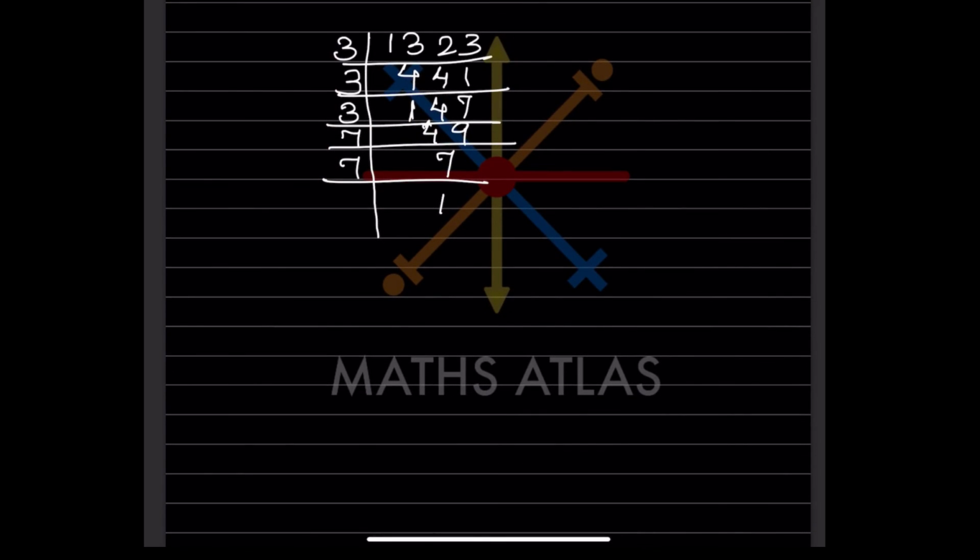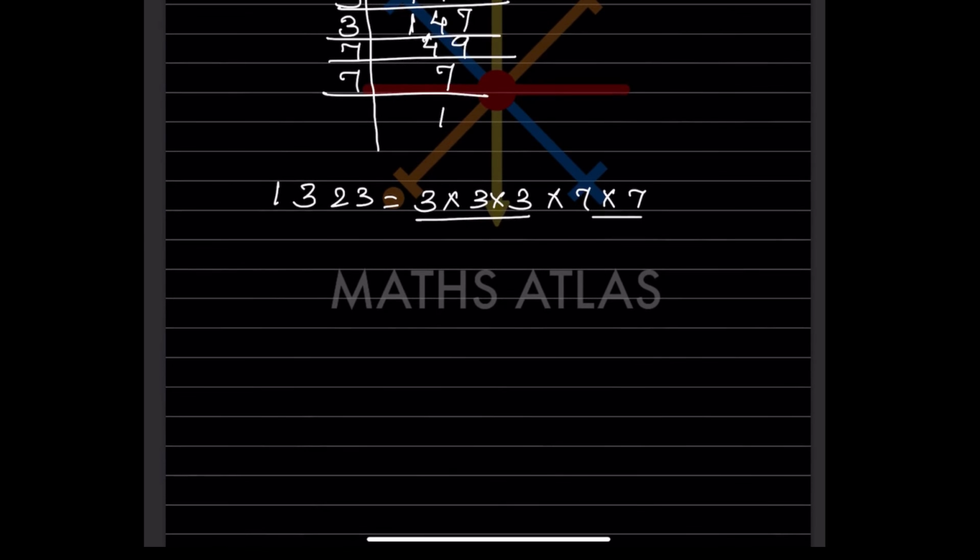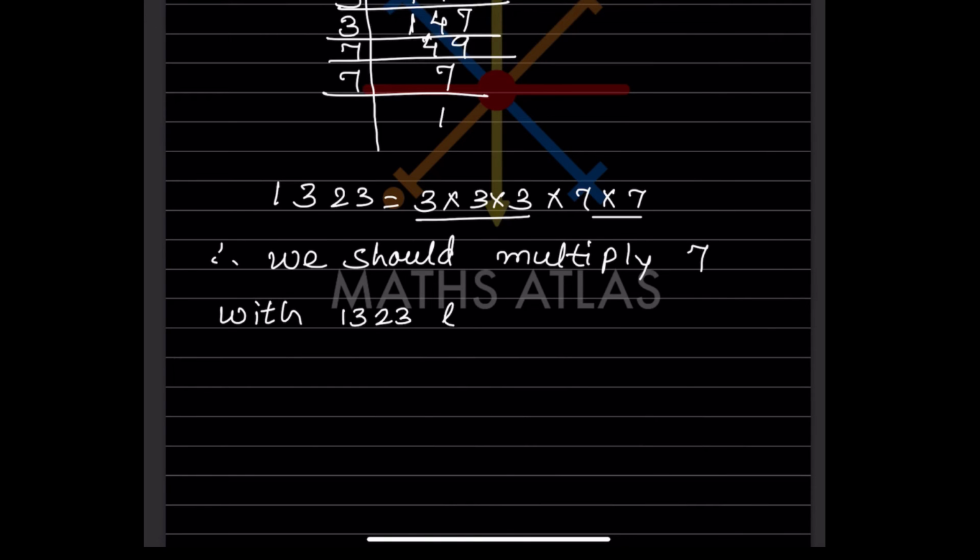So I can write here again, that is 1, 3, 2, 3 is equal to 3 into 3 into 3. So that is much simple. See now this is 3 and this is a group of just 2. So therefore we should multiply 7 with 1, 3, 2, 3 to make it a perfect cube.